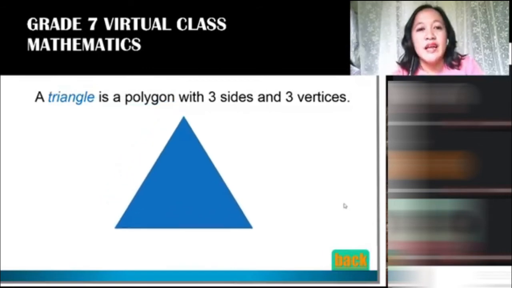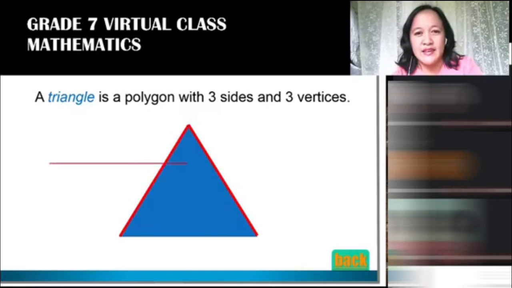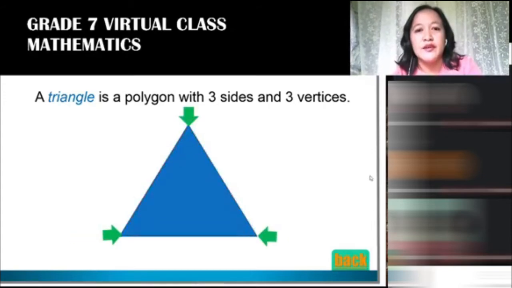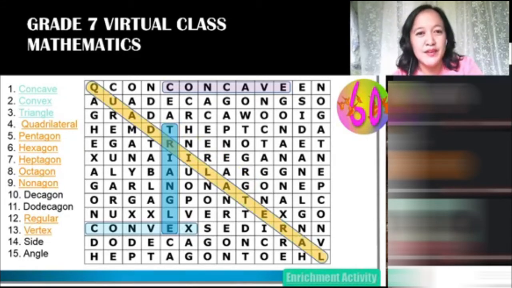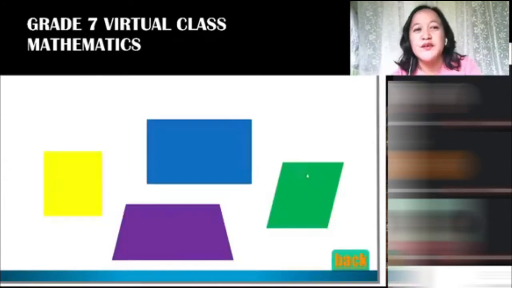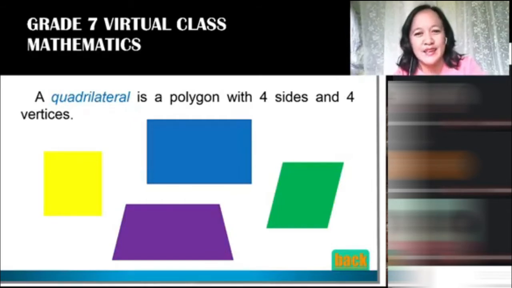Okay, when we say triangle, of course, these are classifications of polygons according to the number of sides. So a triangle is a polygon with 3 sides and 3 vertices. What about the word quadrilateral? Nahanap nyo ba to, my dear students? Opo, ma'am. Okay, very good. So, if a triangle has 3 sides, a quadrilateral has 4 sides and of course 4 vertices.